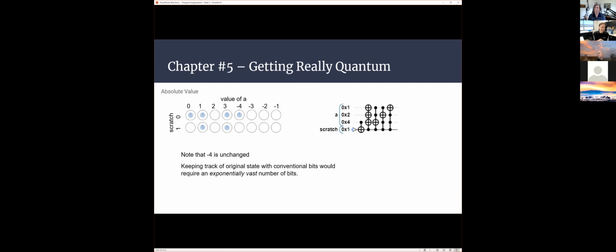The other statement he makes is keeping track of the original state with conventional bits requires an exponentially vast number of bits. Yeah, so here we started off with 0, 1, 3, -4, -3, and -1. If you've ever tried to write an undo program, or you're writing to a database and need to keep the old state, you've got to have enough normal information storage to track all that. Here we've kept track of 8 qubits with only the addition of 1 more bit, which is again pretty insane.